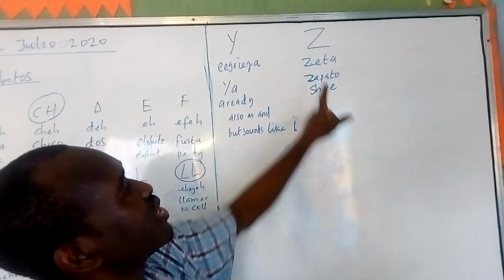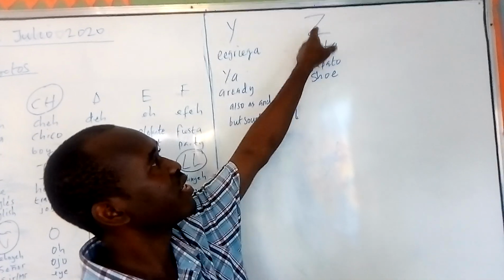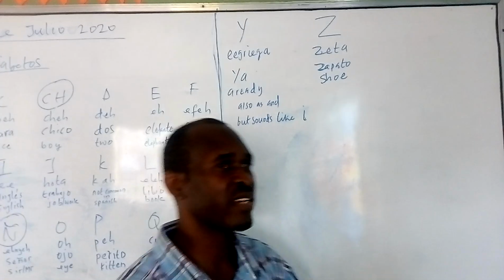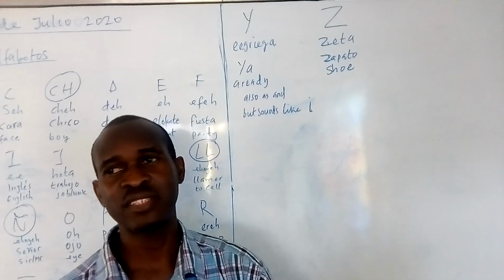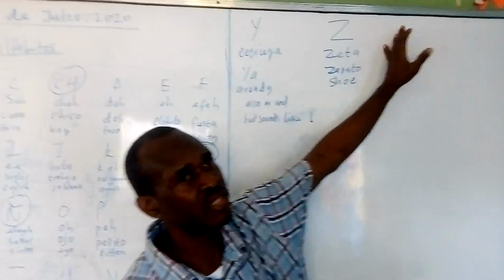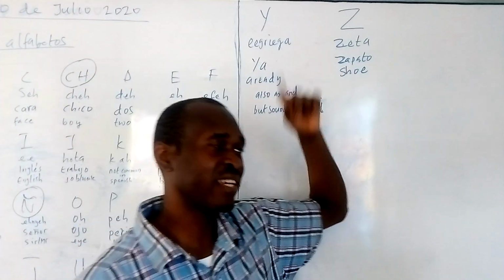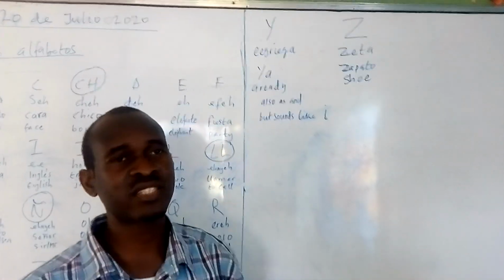Then you have zeta, which is of course, you know, if I put a Z here, of course it's going to pronounce zeta. Why zeta? In Spanish, there is no sound as Z. Both the Latin American Spanish and the Spain Spanish. There is no sound as the Z. Now, in Latin American Spanish, the Z is pronounced as the S sound.